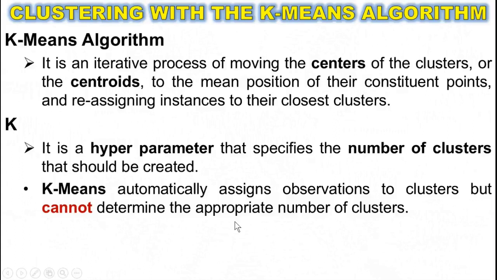The k-means algorithm is an iterative process of moving the centers of the clusters, or the centroids, to the mean position of their constituent points and reassigning instances to their closest clusters. The variable k is a hyperparameter that specifies the number of clusters that should be created. K-means automatically assigns observations to clusters, but it cannot determine the appropriate number of clusters. Therefore, the data scientist, the programmer, should be the one to choose the value for the hyperparameter k.